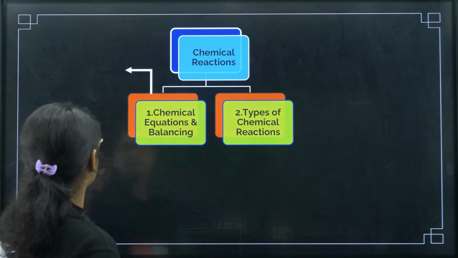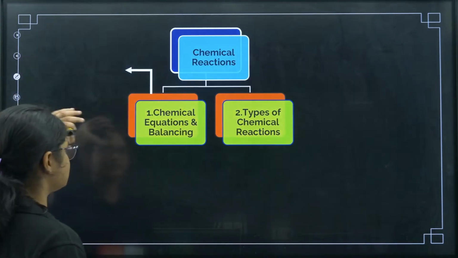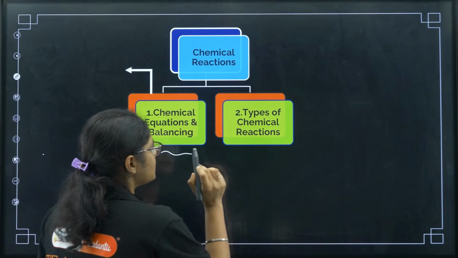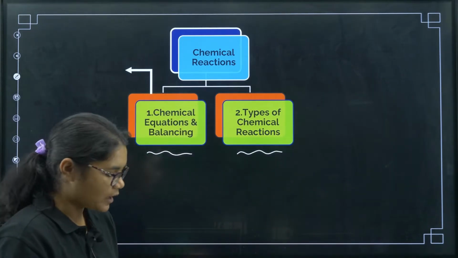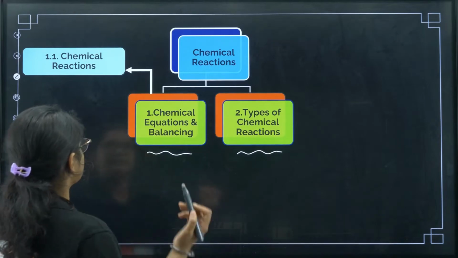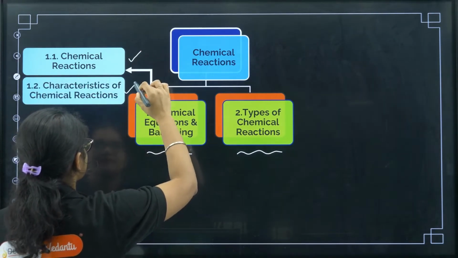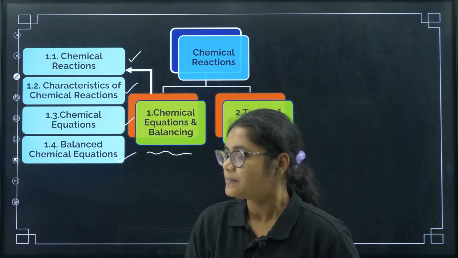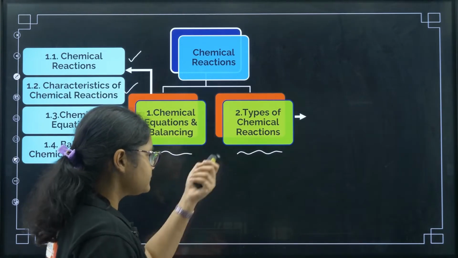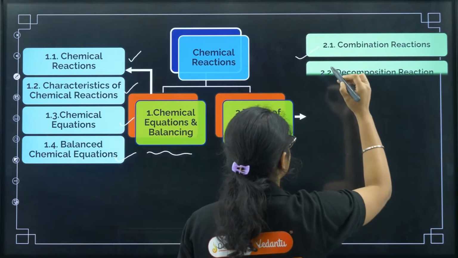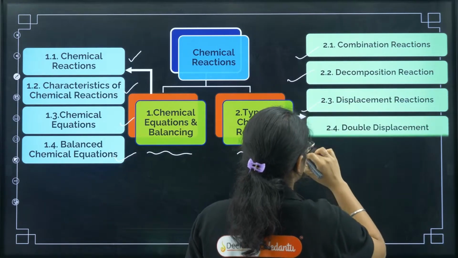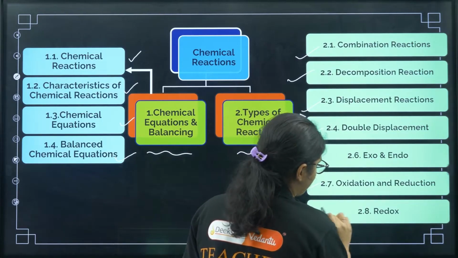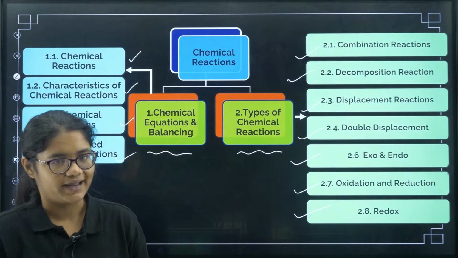Chemical equations, right? So we have chemical reactions. We have divided this chapter into two parts. The first part is chemical equations and balancing. The second part is types of chemical reactions. In the chemical equation part, we will be studying what a chemical reaction is, characteristics of chemical reactions, chemical equations, and then balanced chemical equations. Next, in types of chemical reactions, we have combination reactions, decomposition reactions, displacement reactions, double displacement reactions, exothermic and endothermic reactions, oxidation and reduction reactions, and lastly we will be talking about redox reactions.